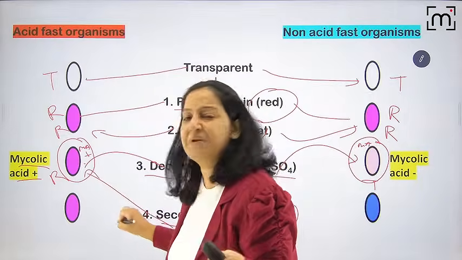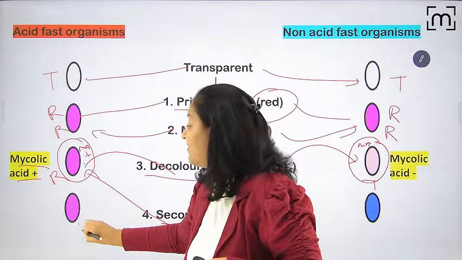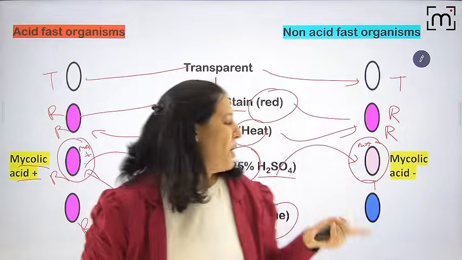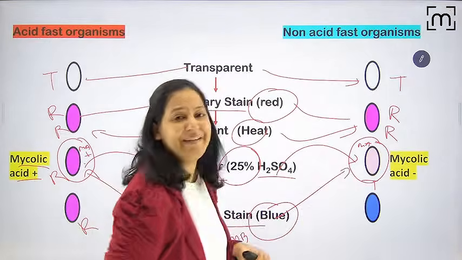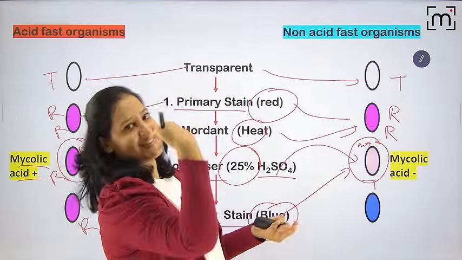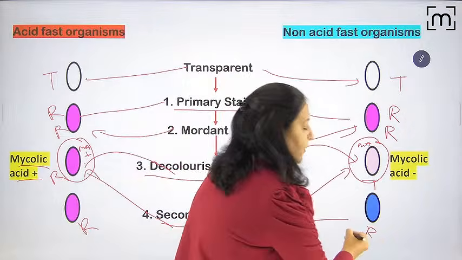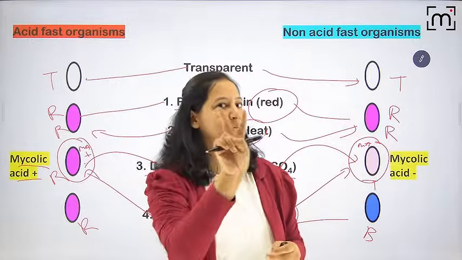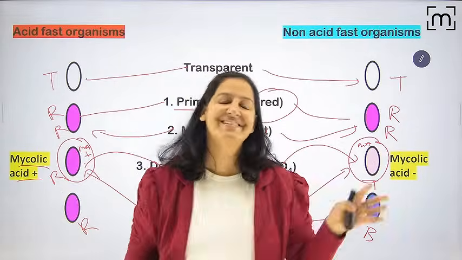These are full. They don't have space. They will not accept the blue. They are still red. They are loyal. On the contrary, these are hungry. They are unsaturated. They will accept the secondary stain and they will become blue. So at the end, I got two colors of the bacteria. Some are red, some are blue.